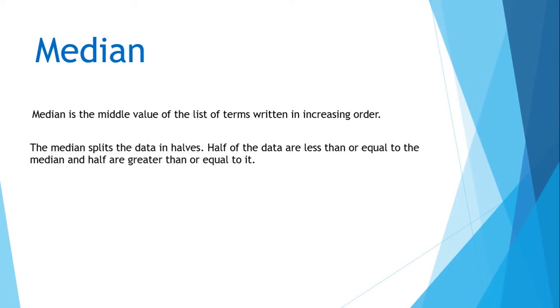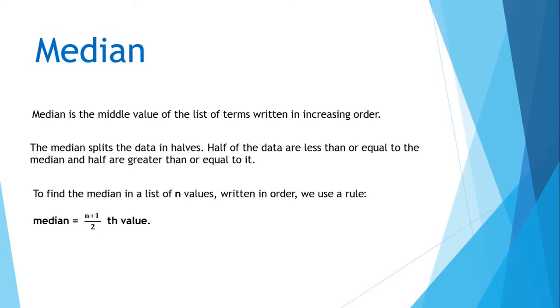Median is the middle value of the list of terms written in increasing order. The median splits the data in halves. Half of the data are less than or equal to the median, and half are greater than or equal to it. To find the median in a list of n values written in order, we use a rule, where (n plus 1) over 2 is exactly the position of the median.